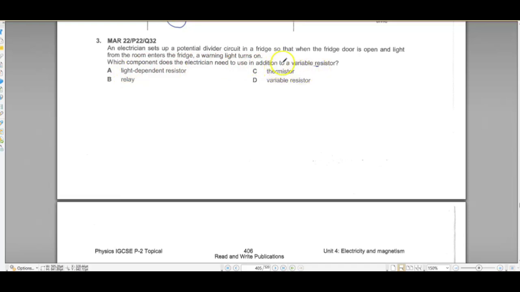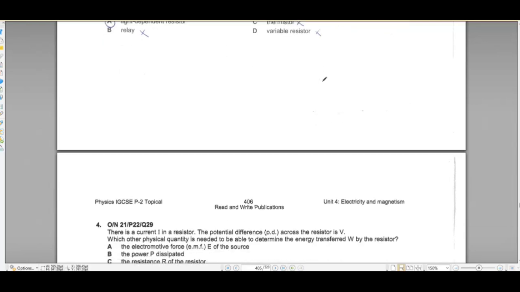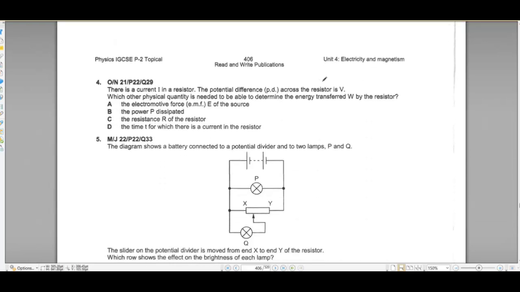Okay, now you see that when they are talking about the sensitivity of a circuit or a resistor with the light, this would be LDR, light dependent resistor. Okay, because that's the only one that's dependent on the light. Thermistor depends upon temperature. Relay is entirely a different thing, and variable resistor obviously is not going to work over here. Something that is sensitive to light is going to work over here.